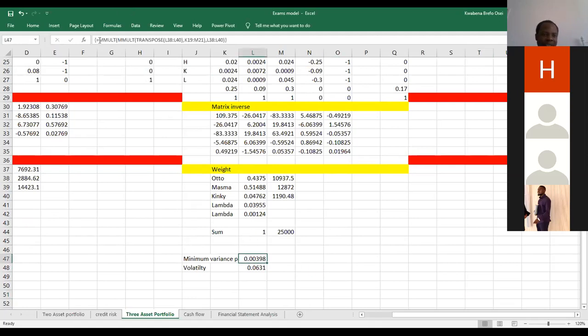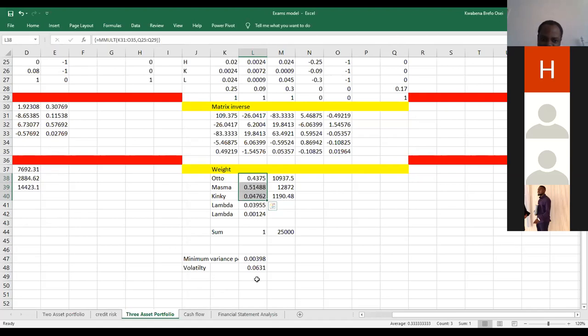Also, I said it's matrix multiply, bracket matrix multiply, transpose of L38 L40. What is L38 L40? L38 to L40 is this one. That represents the weight. But I'm transposing it, because when you check the lecture slide, she said transpose of the weight multiplied by the variance covariance matrix times the weight again.